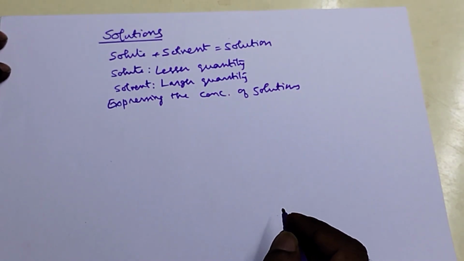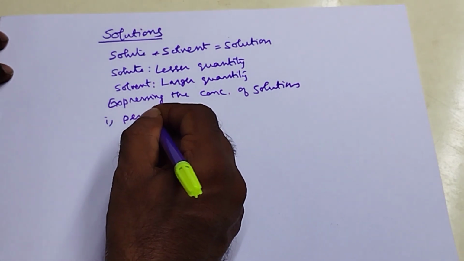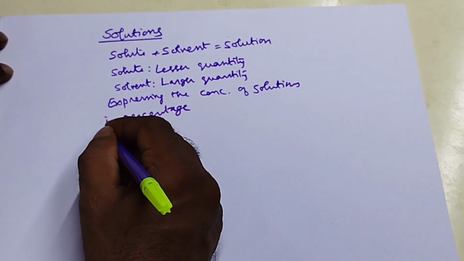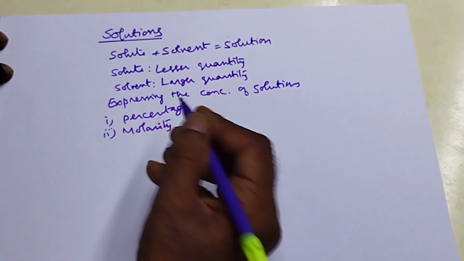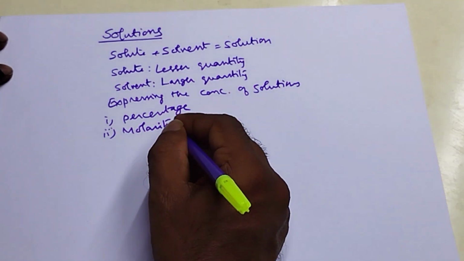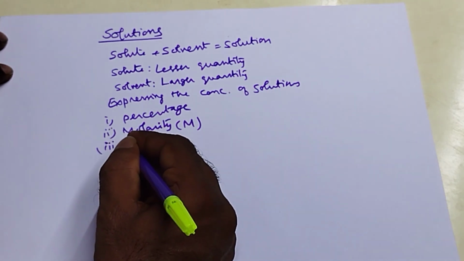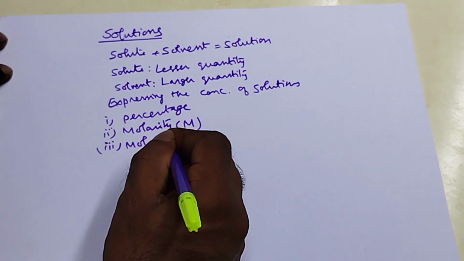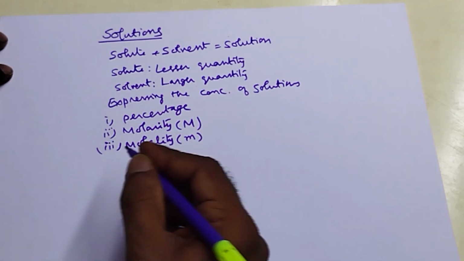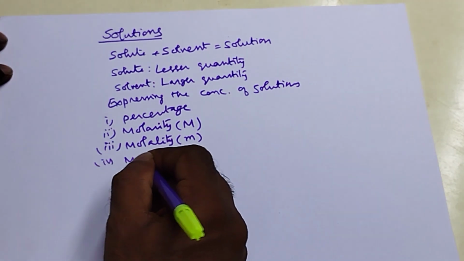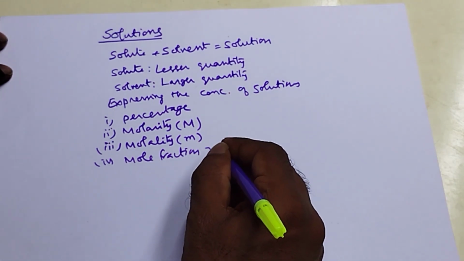We can express the concentration of solutions in various terms. One is percentage, second is molarity. See the spelling, M-O-L-A-R-I-T-Y. It is denoted by the capital letter M. Third is molality, M-O-L-A-L-I-T-Y. It is denoted by the small m. Then the next one is mole fraction, denoted by the letter chi.